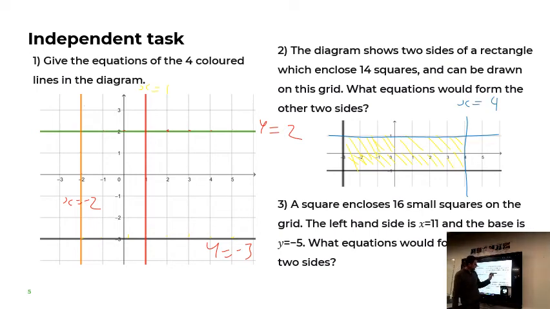Let's have a look at the horizontal line. The x value is different, but the y value is constant. It's always going to be one value. And here y is equal to 1.